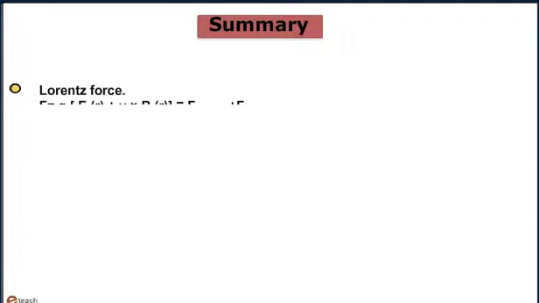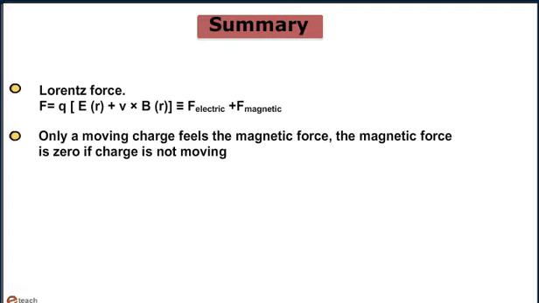Lorentz force: F equals q(E plus v cross B), equals F electric plus F magnetic. Only a moving charge feels the magnetic force. The magnetic force is 0 if the charge is not moving. The unit of magnetic field B is Tesla.